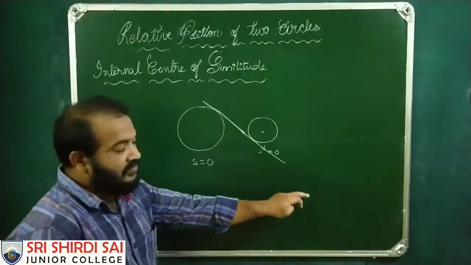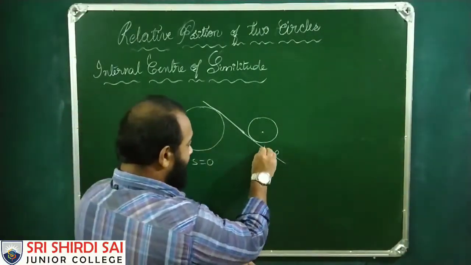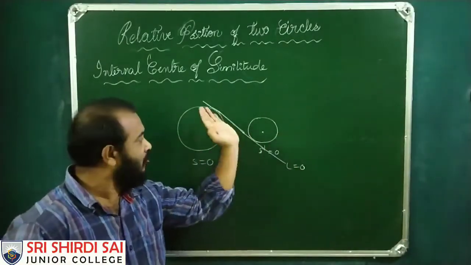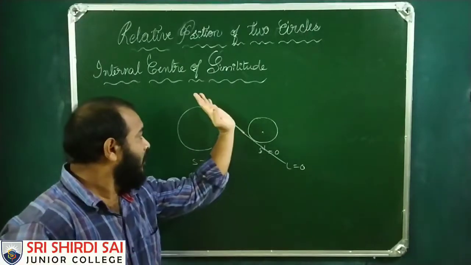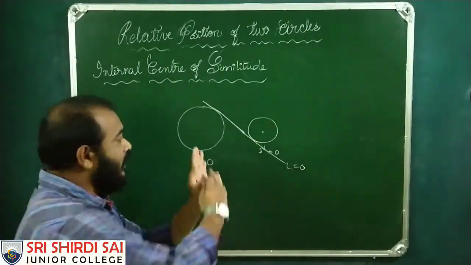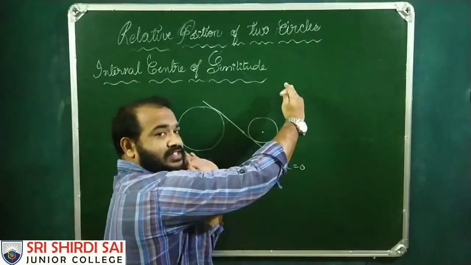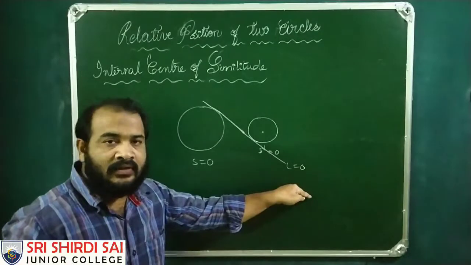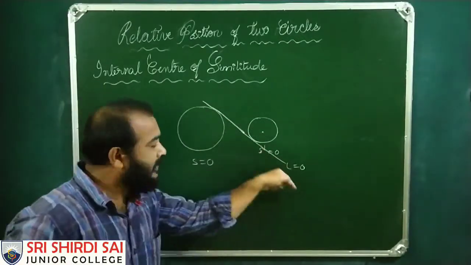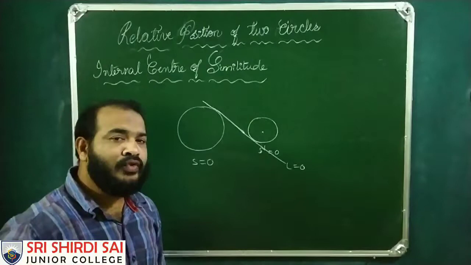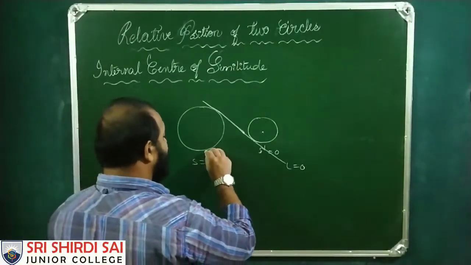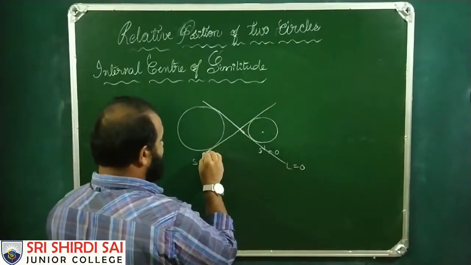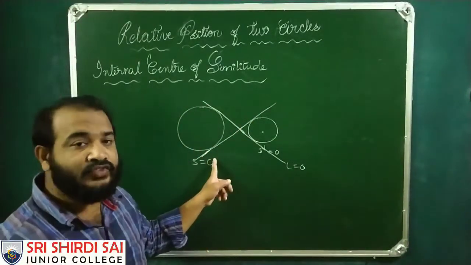So this is a line L equals 0 which touches both the circles, therefore it is a common tangent. The two circles are lying on either side, on opposite sides of L equals 0. Therefore this common tangent is said to be a transverse common tangent. Like that, we can have another line like this. So this line is also a transverse common tangent.